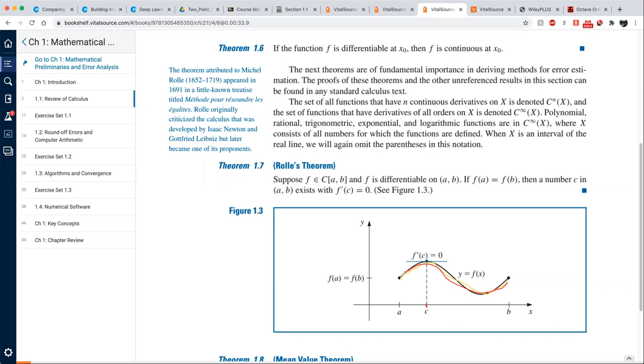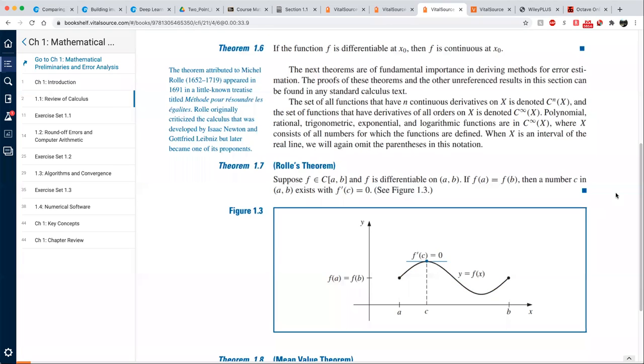Because think about this: when you draw the graph starting from f of a smoothly, there's no corner point, break, or jump, and then come back to f of b, where f of b equals f of a, then at a certain point the graph must turn down, right? So it turns down like this. When it turns down, there should exist an x value such that the slope of the tangent line equals 0. That's Rolle's theorem.